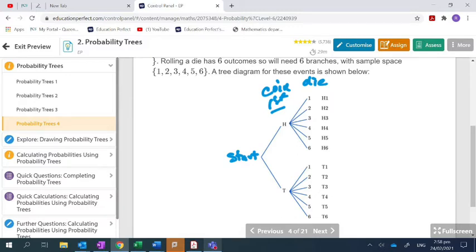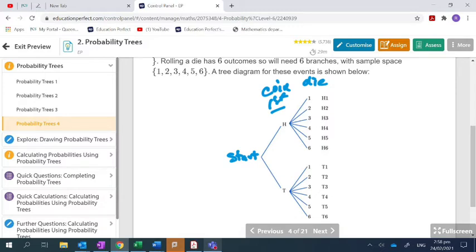Now, you don't have to do that, but all they're doing is labeling the branches. So if you look at the one for H6, that means they followed this branch to heads and this branch down to 6. And that's why they labeled that one H6. It just keeps you organized. You don't have to do it, but it'll help you if you're getting frustrated or unorganized. So we'll look at it and we'll do it both ways.